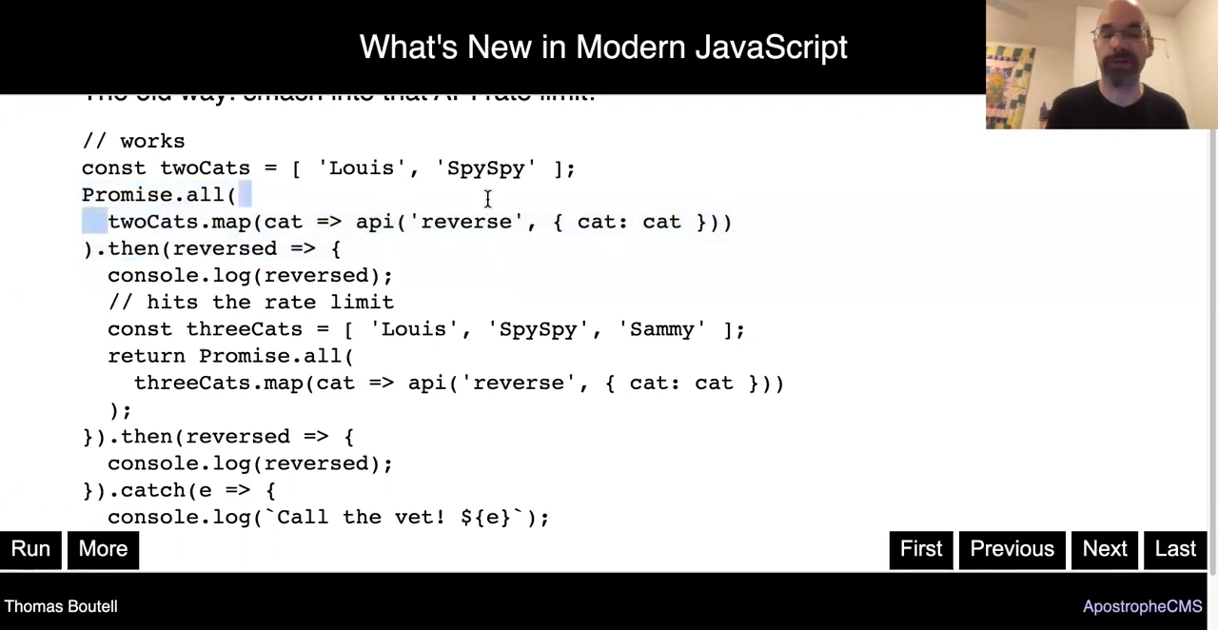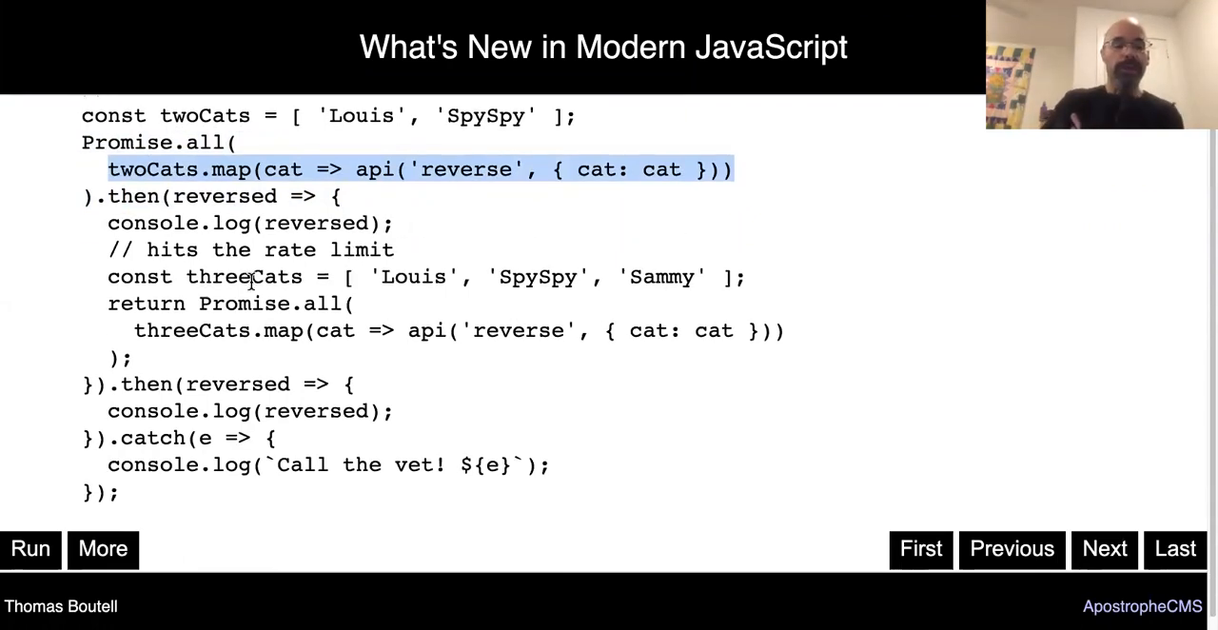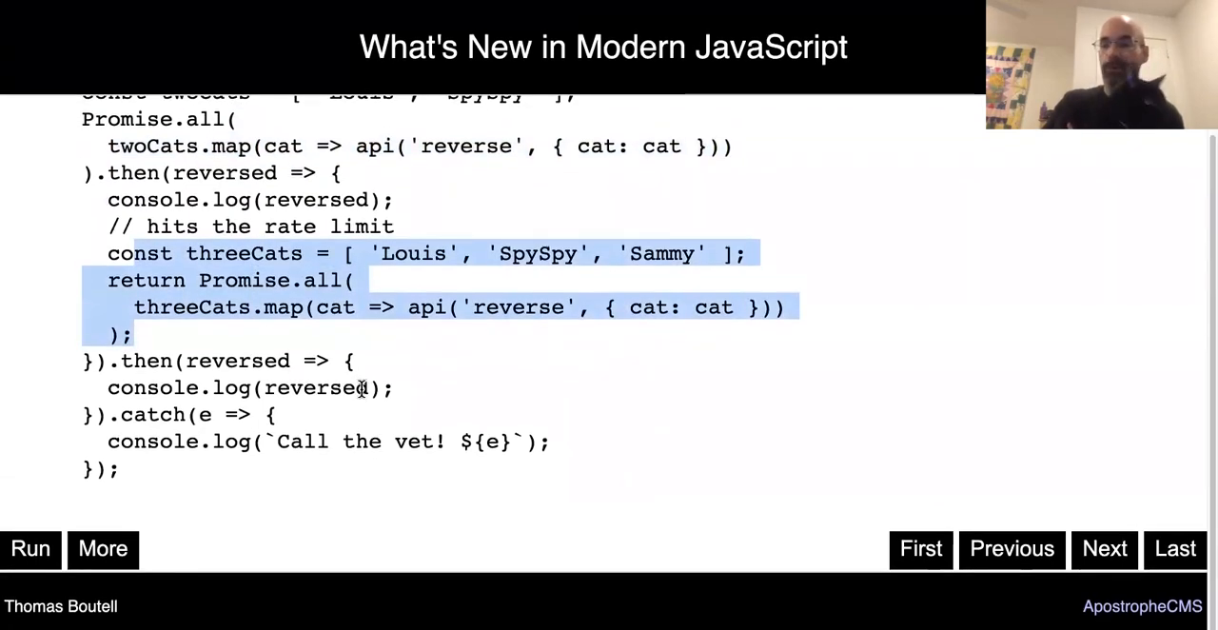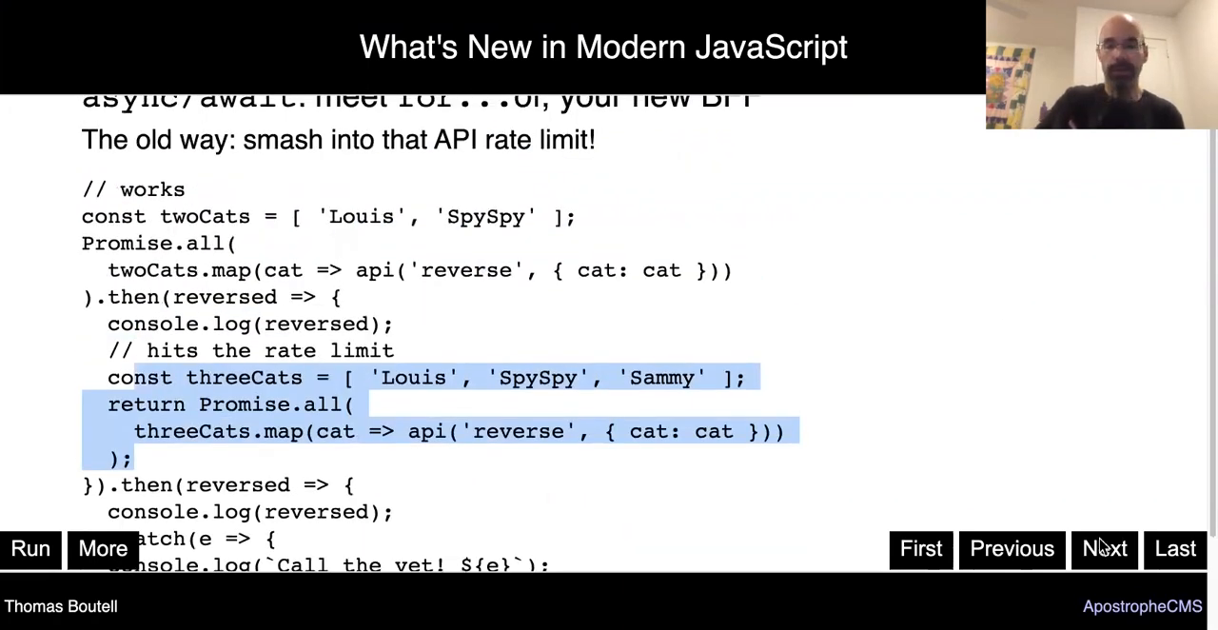I know that this is hard to follow. It's the map trick for making a promise for each cat, and then you're going to await all the promises at once. I'm going to hit the rate limit when I try to do it for 3 cats, because let's say the server limits me to only 2 requests at a time. You know that YouTube and many other APIs limit how many requests you can make at once, and you can hit these API limits really easily.